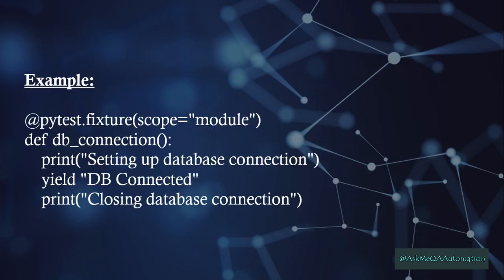This is one of the example for the scoped fixture. If you see this fixture annotation, we have passed scope within the bracket. So if you see here, we passed scope equal to module. So this represents the module scoped fixture. I will demo how to use the scoped fixture in VS Code.